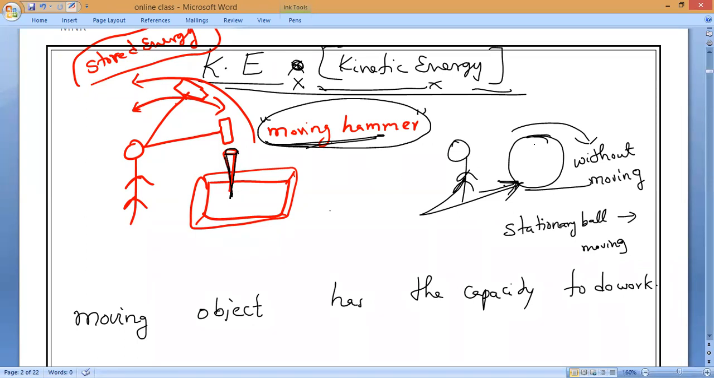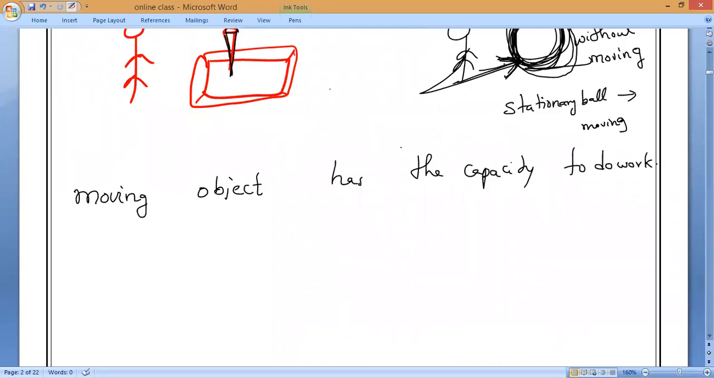In the same way, a player kicking the football with his leg, so that a moving leg makes the football get into motion, creating a motion in the football. In the same way, a moving motorcycle will make us travel. A moving ball will break the stumps. In all these cases, a moving object has the capacity to do work as it possesses energy. Why does it have the capacity? During the motion, it possesses energy.